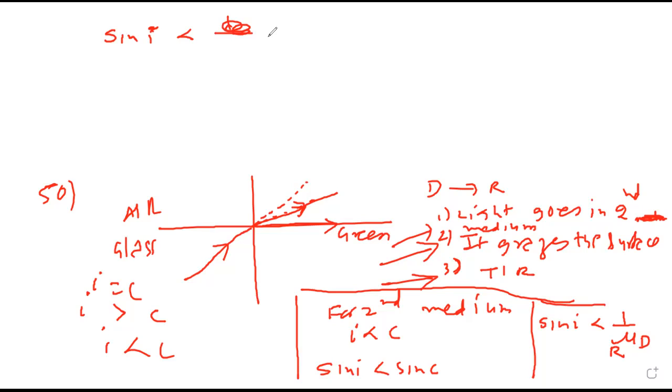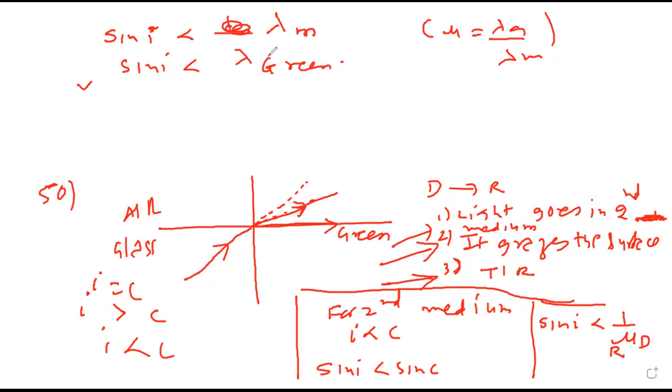Refractive index and wavelength, are they inversely proportional? See, mu is lambda air by lambda medium. So inversely proportional or not? So can I say it is nothing but lambda of the medium, less than lambda medium? So it should be less than lambda of green color, which is less in Vibgyor series, wavelength less than green.